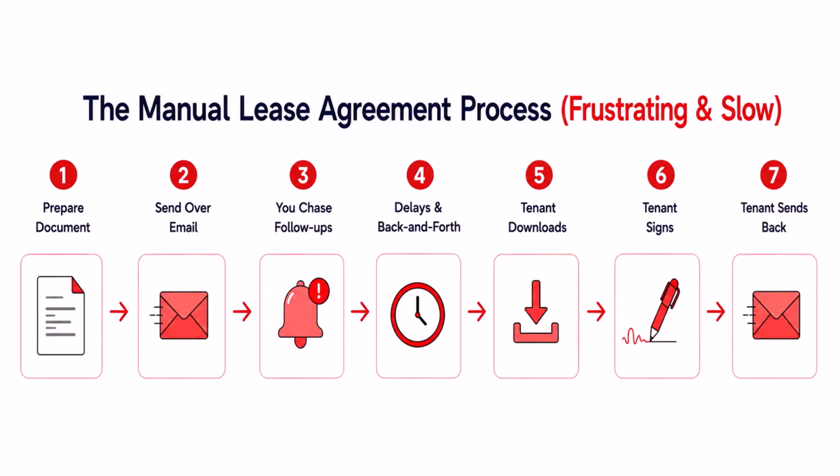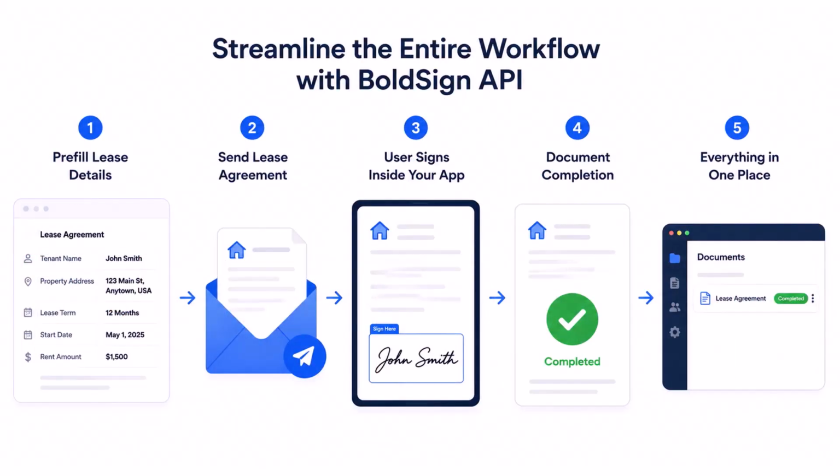But it doesn't have to be this way. With the BoldSign API, you can streamline the entire workflow. You can send lease agreements with pre-filled details and let users sign them directly inside your app. That means everything from sending the document to signing and completion happens in one place, without relying on email or external tools. Now, let's see how this works in a real example.